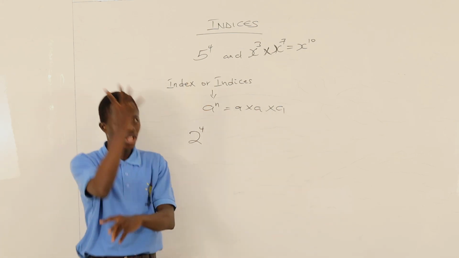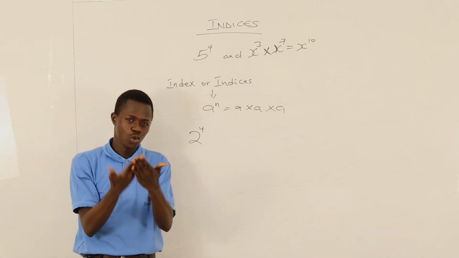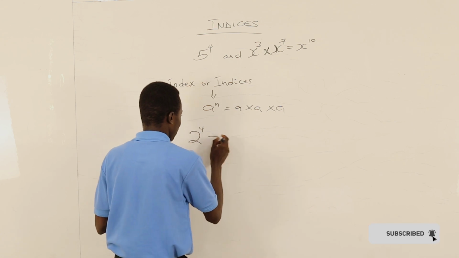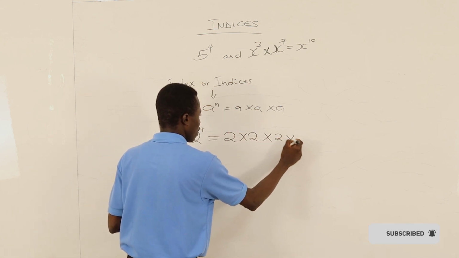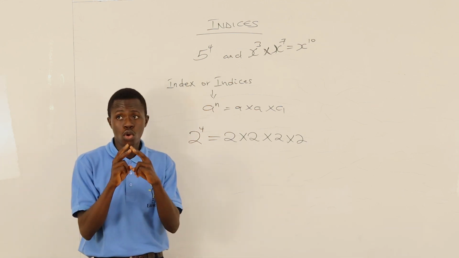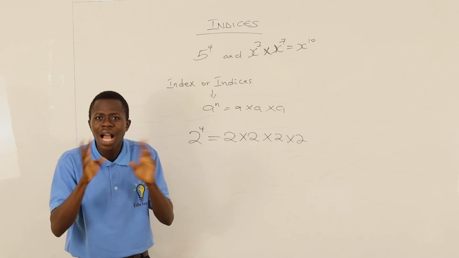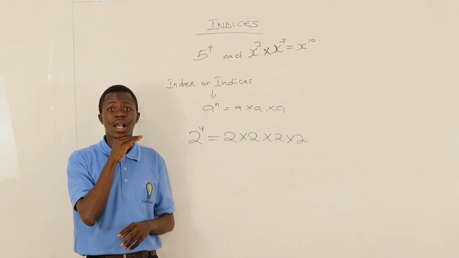So that means that we are going to multiply the base by itself 4 times. So we are going to multiply 2 by 2 by 2 by 2, 4 times. So that's what we have on the board here. 2 multiplied by 2 multiplied by 2 multiplied by 2. So this gives us a full expansion of 2 raised to the power 4.